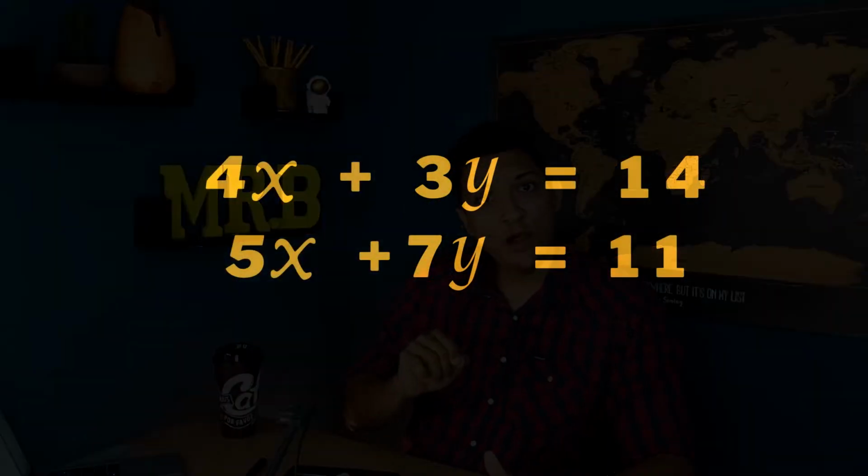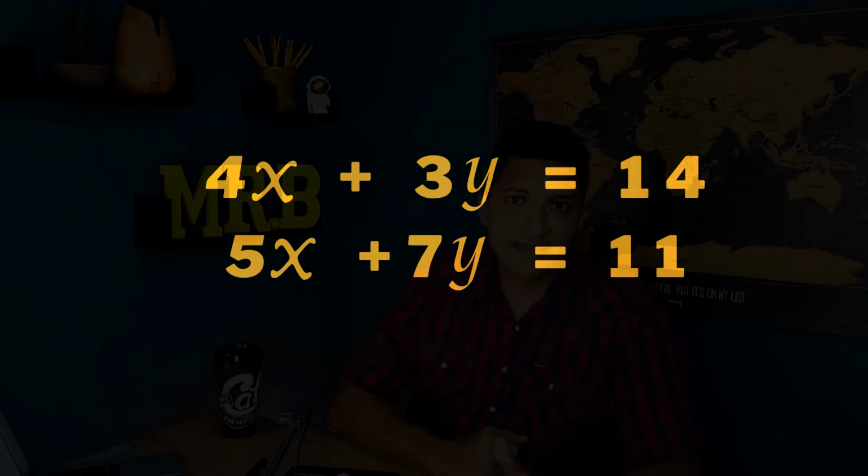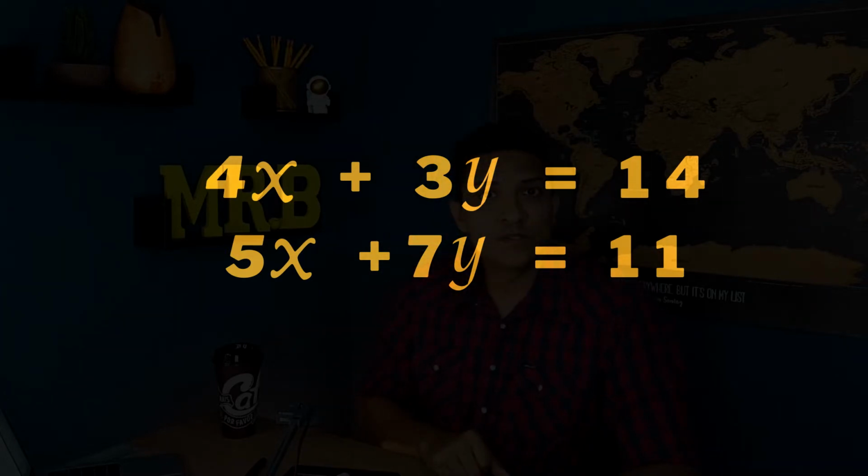Let's practice this. I'm going to show you here on the screen another problem. 4x plus 3y equals 14, and then the second equation is 5x plus 7y equals 11. Okay, try to solve it. Remember, pause the video, do the whole procedure, and when you're ready to check your answer, then play the video again.